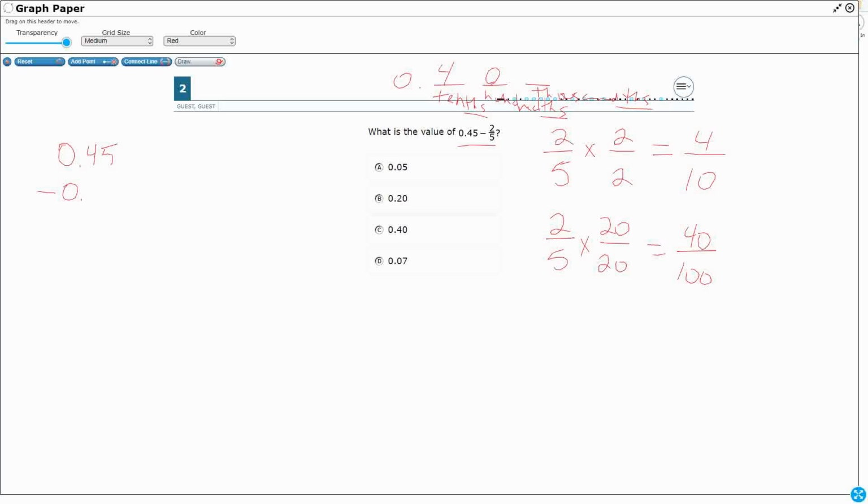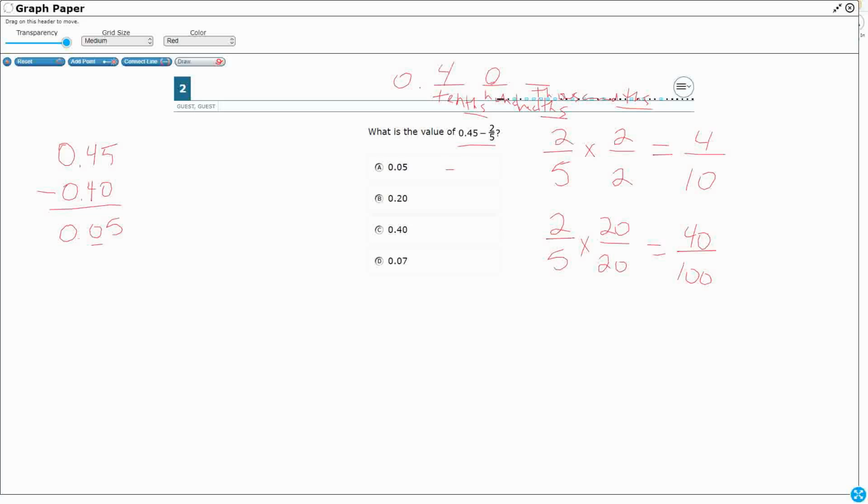So 2/5 is equal to 4/10. So I can put that there. If you want, you can make it 40 hundredths since we already did that work, right? And now we're just subtracting. And we don't even need to regroup. I think the tricky part here is, we do need that 0 in the tenths place, right? So we're looking right there at A, 5 hundredths.